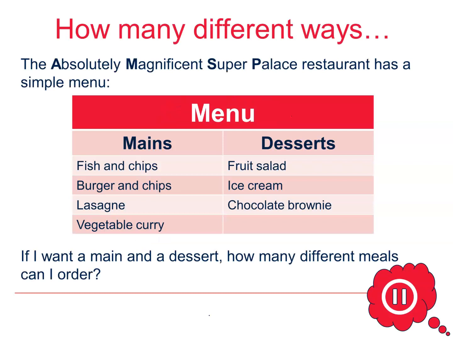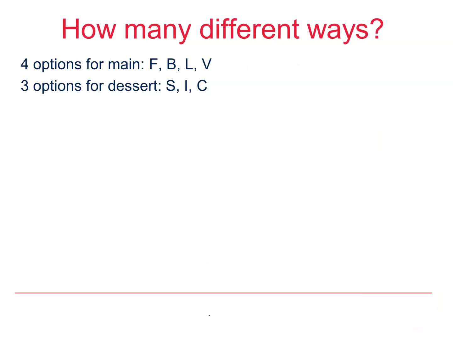At this restaurant, there are only 4 main courses available and 3 desserts. How many different meals can I order? Pause the video while you work this out. OK, there are 4 options for the main course, which I've abbreviated to 4 different letters, but not A, B, C, D. I've used letters which will help me remember what they stand for. I've abbreviated the 3 dessert options in the same way.